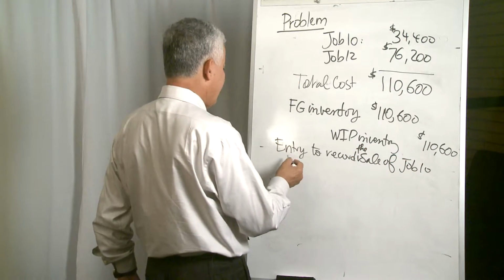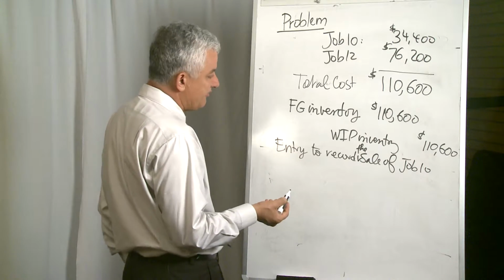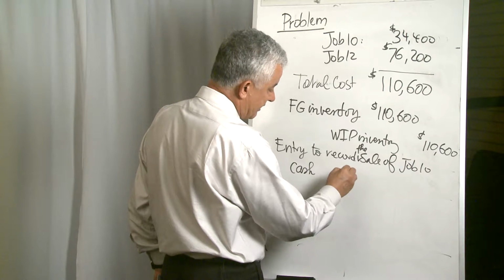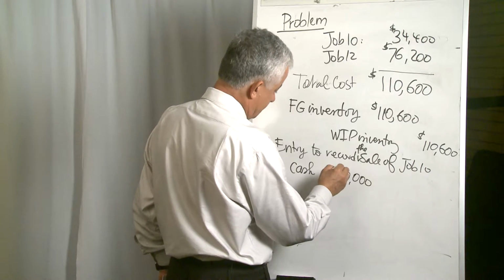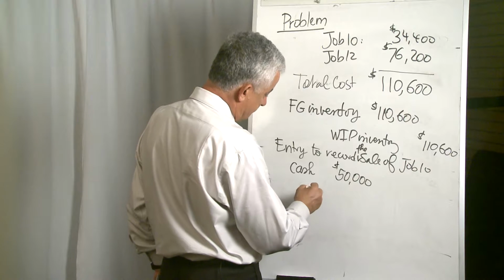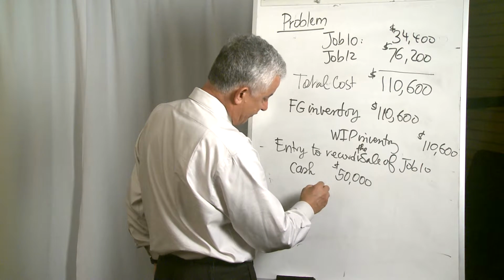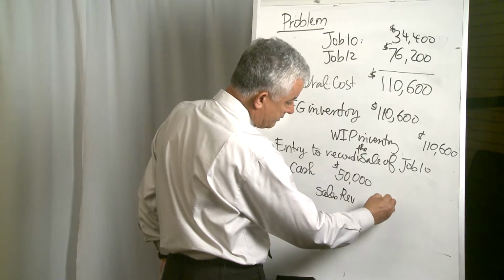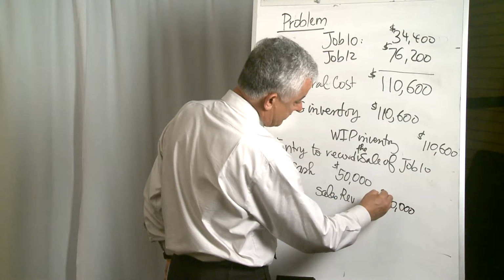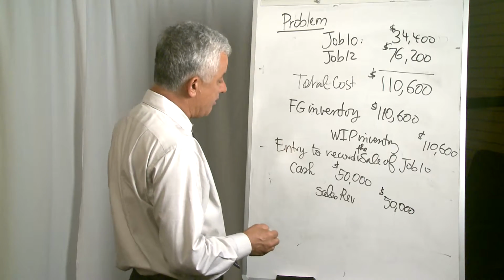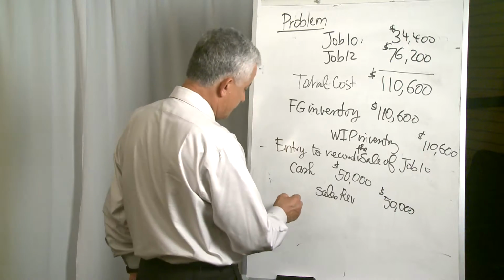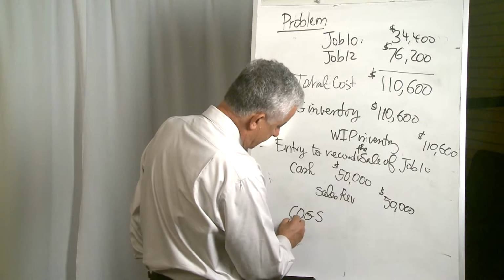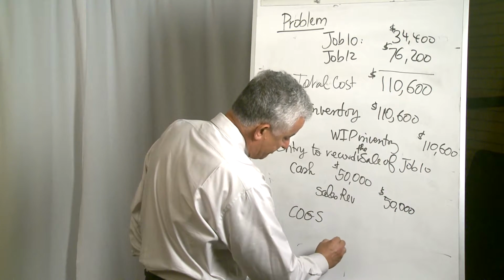Okay, so we have what? They said that we sold it for $50,000 cash, then debit cash to record the sales, here's $50,000. And then credit sales revenues. That's to record the sales, and then the second part is to record the reduction in inventory, okay? Which is what? Cost of goods sold and finished good inventory.